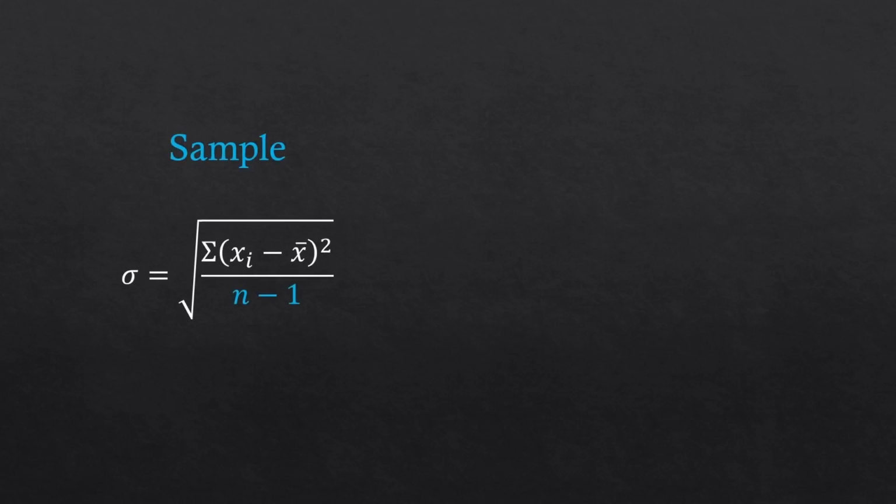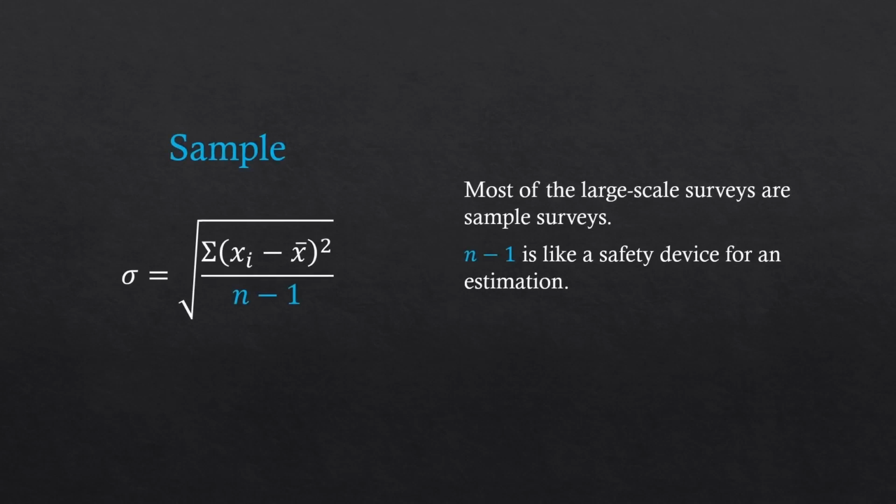So let's recap. Most of the large-scale surveys that are done in real life are sample surveys. It's very hard to conduct a population survey on a large scale, and you understand why. And also, n-1 is like a safety device for an estimation with samples. It makes us less confident about the results we obtain from sample statistics. Okay, so what's the second reason?